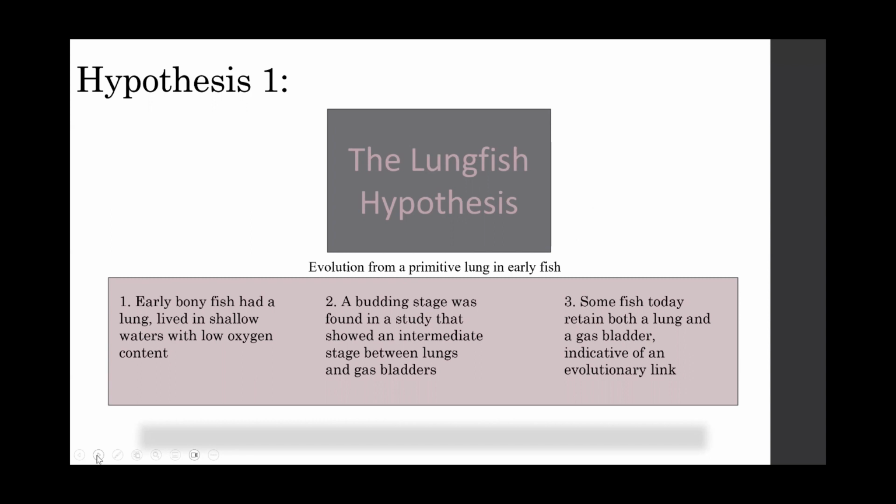Another piece of evidence comes from research and shows that there was a budding stage between lungs and gas bladders, and it showed an intermediate stage that talked about the different anatomy of this organ. And then also, another piece of evidence shows that fish today can retain both a lung and a gas bladder, and this is indicative of an evolutionary link. And this hypothesis is supported by not only these pieces of evidence, but also more research showing the evolution of gas bladders over time.